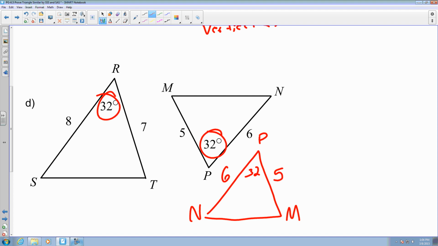So the angles are congruent. They already tell us that. But now we have to prove that 8 over 6 is proportional to 7 over 5. If I reduce 8 divided by 6, I get 4/3, and 7 divided by 5 is just 7 over 5. So those do not work. Even though that one angle is congruent, the sides are not proportional, so this is not similar.